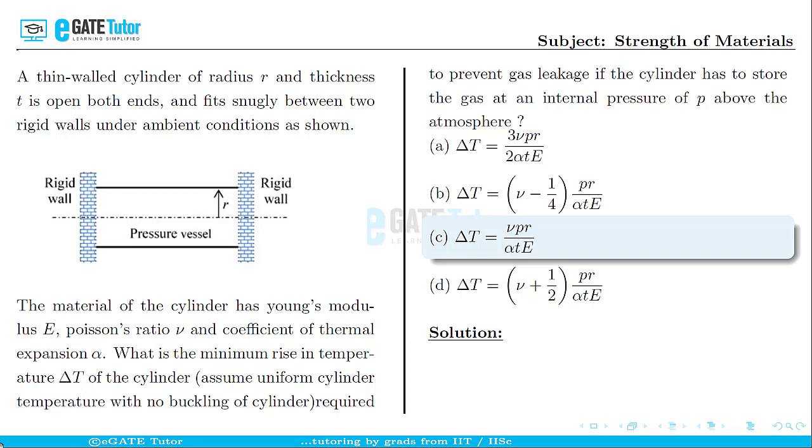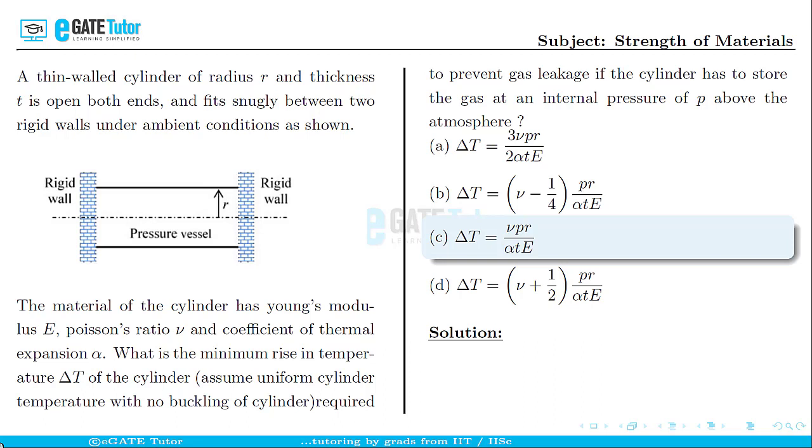The material of the cylinder has Young's modulus E, Poisson's ratio nu, and coefficient of thermal expansion alpha. What is the minimum rise in temperature delta T of the cylinder, assuming uniform cylinder temperature with no buckling of the cylinder, required to prevent gas leakage if the cylinder has to store the gas at an internal pressure of P above the atmosphere? Okay, so basically this is a question from the concept of pressure vessels, and the 4 options for this particular question are given.